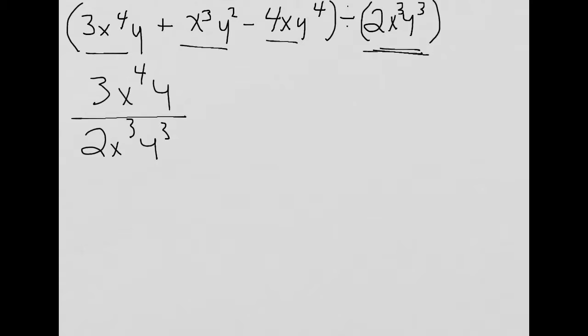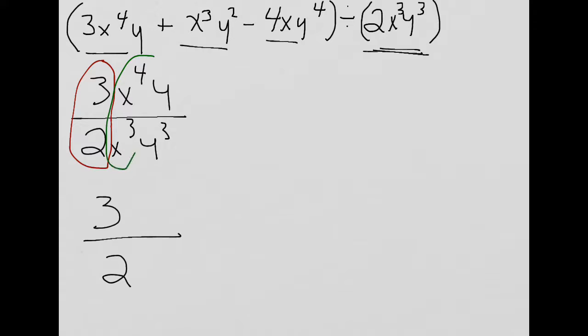So when we look at that, I'm going to look at the 3 and the 2. There's nothing there that we're going to divide, so when we bring it down, it's just going to stay 3 over 2. And because we're dealing with a positive and a positive, it's going to stay positive 3 and positive 2. The next one we're going to look at is this x^4 and x^3.